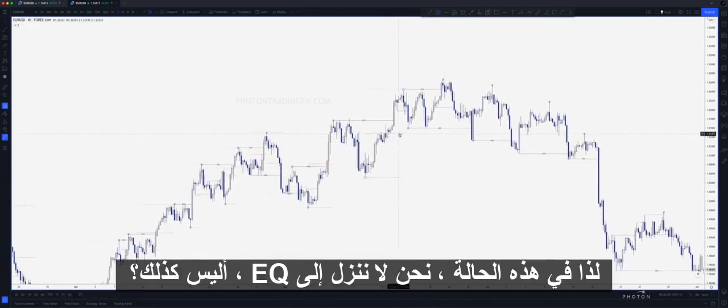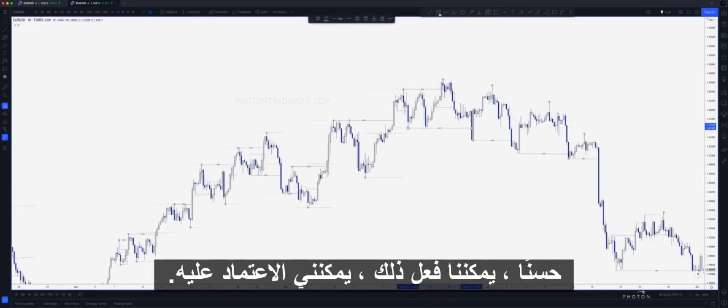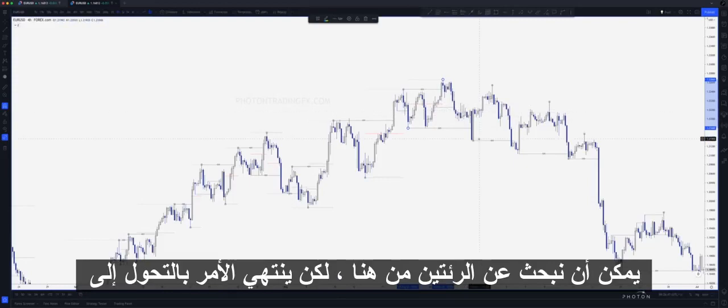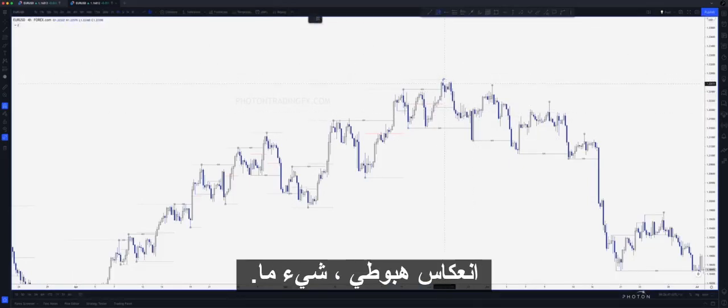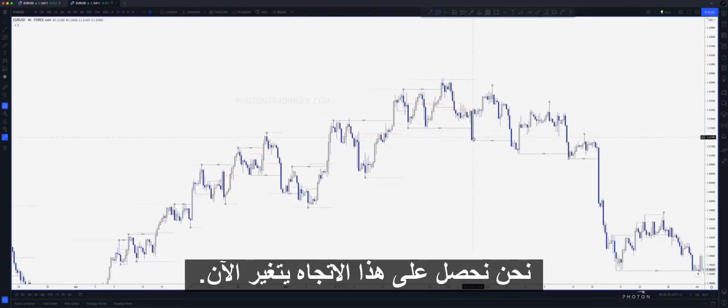So in this case, we don't come down to the EQ, and we continue to go up. And then here, if I can get it to draw on, we do come down to below the EQ. We are in discount prices. We could be looking for longs from here, but it ends up turning into a bearish reversal. So we mark out the low to the high, and in this case, we get that trend change.